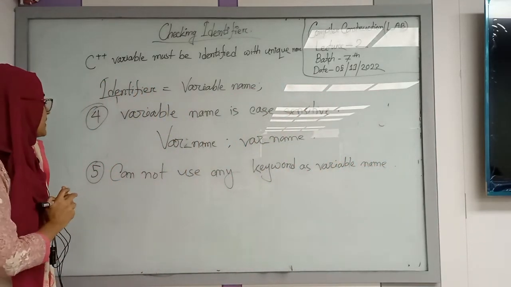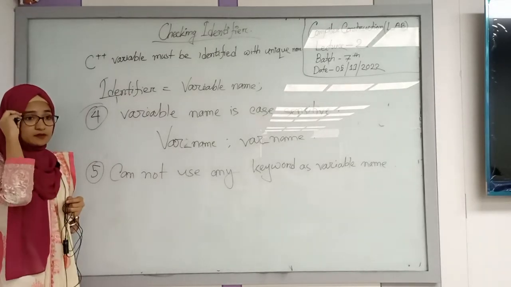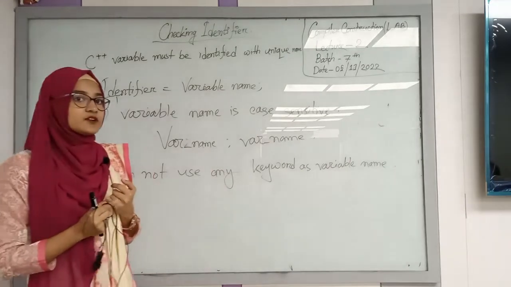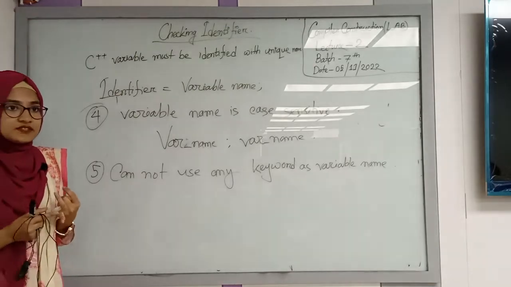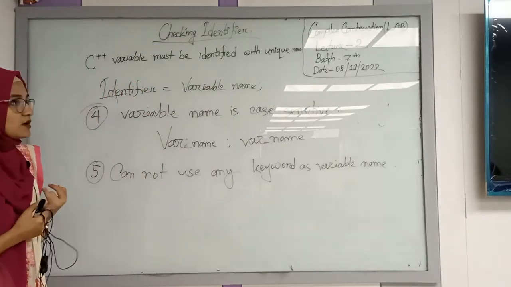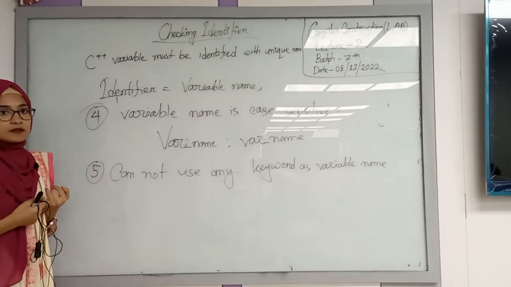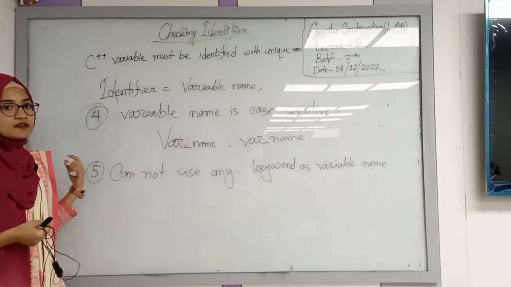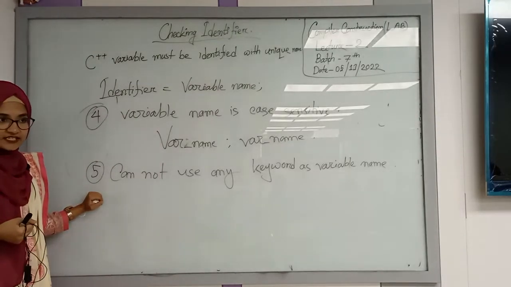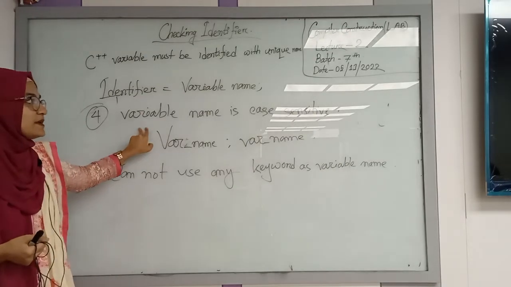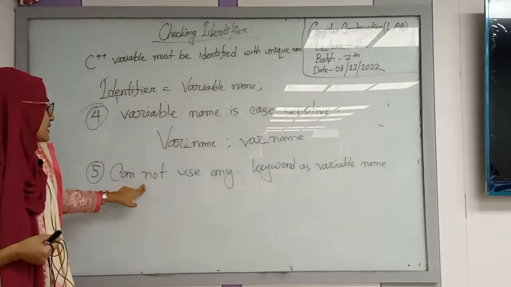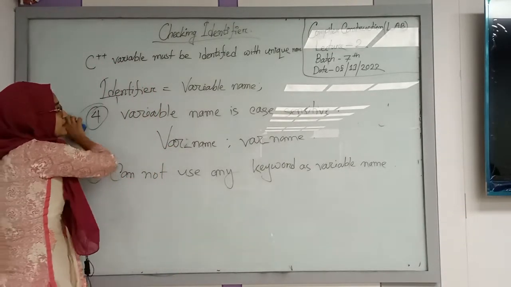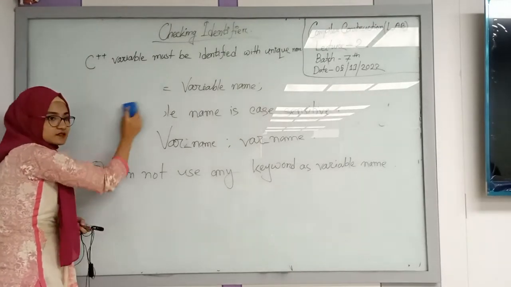So we have visited 5 rules today for the condition of identifier. The first one was the identifier will consist of alphabets, digits and underscores. The second was the variable name will never start with digits and the only special character is underscore. Then variable name is case sensitive. Cannot use any keyword as variable name. Okay, these are the conditions. Today we are going to check these conditions.